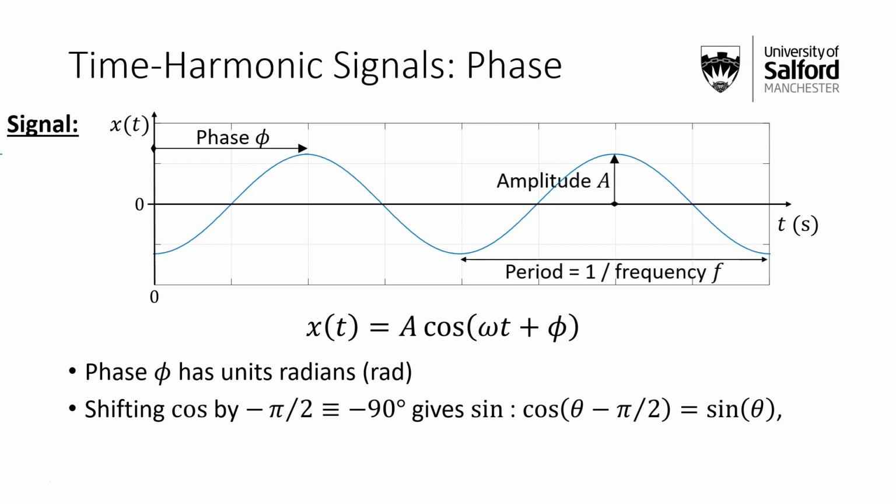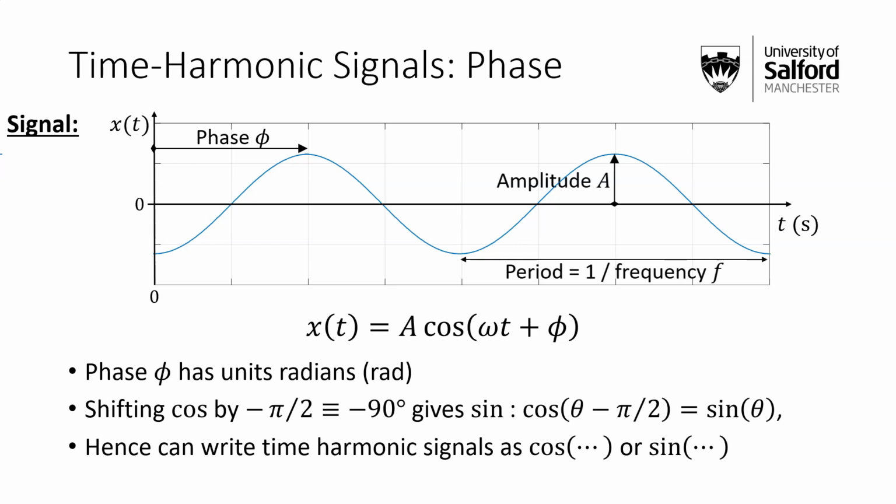So we have the identity that cos of theta minus pi over 2 gives you sine. So you can write time harmonic signals as cos or sine. You'll get exactly the same behavior. You just end up with a different value of phase for whatever physical behavior you're looking at. It should be 90 degrees or pi over 2 different. So that's why that makes a little difference.